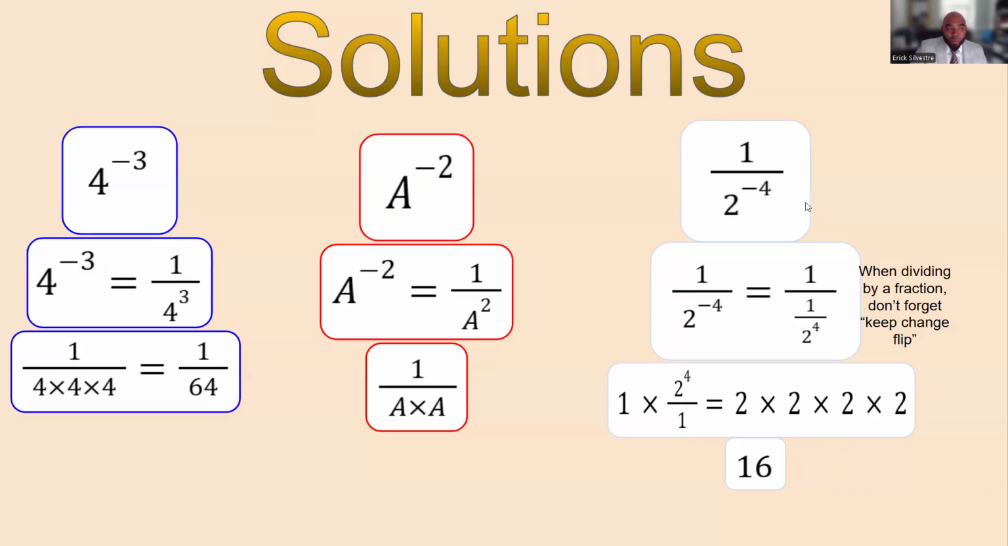It's very important that you understand, to get rid of that negative sign, you have to do the reciprocal. That means you have to divide 1 by the value that's shown. Okay, I hope that helped.